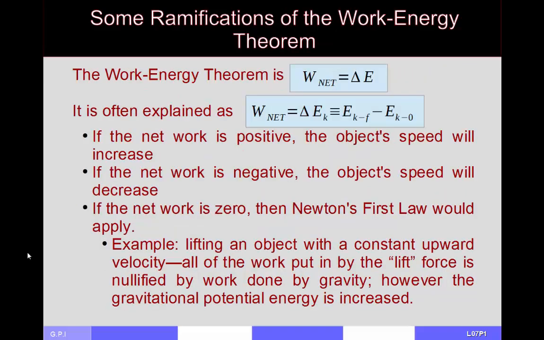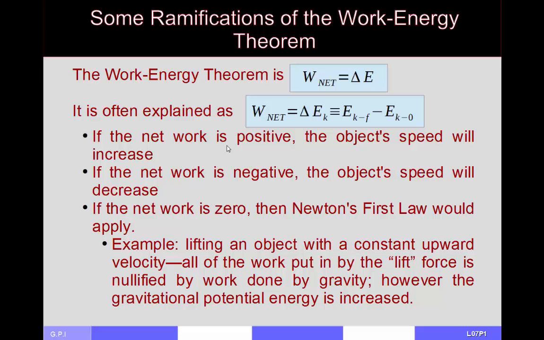Okay, so let's look at some ramifications of this work energy theorem, and then we'll look again at kinetic energy in a little more detail. So the work energy theorem just says that work done to an object should equal the change in that object's energy. And more often we look at that in terms of the object's kinetic energy, specifically because of things like that derivation that I just did. So the net amount of work should be the change in the object's kinetic energy.